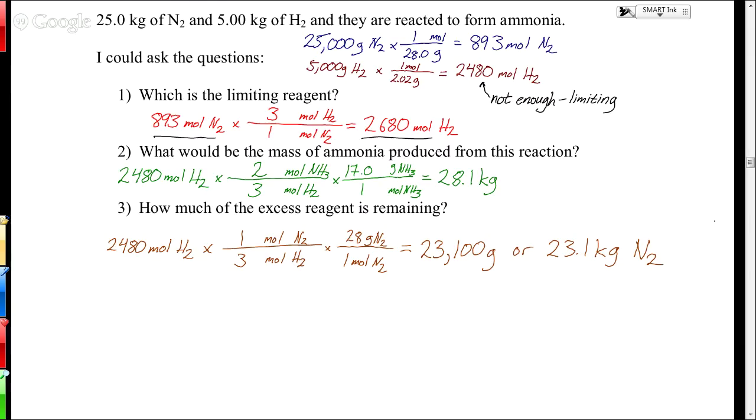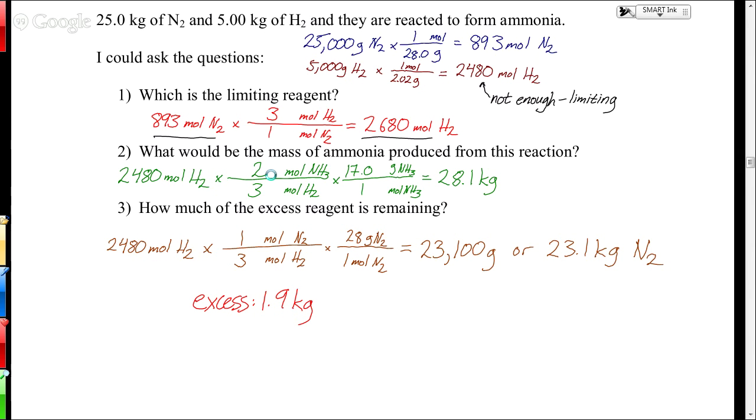All right, so the amount of hydrogen that we have reacts with 23.1 kilograms of nitrogen. But we have 25 kilograms of nitrogen, right? So what's the excess? Yeah, it's the difference of those two. So the excess is going to be 1.9 kilograms. So we've got an extra 1.9 kilograms of nitrogen that we can't use in this reaction because we don't have enough hydrogen to react with it. Okay.